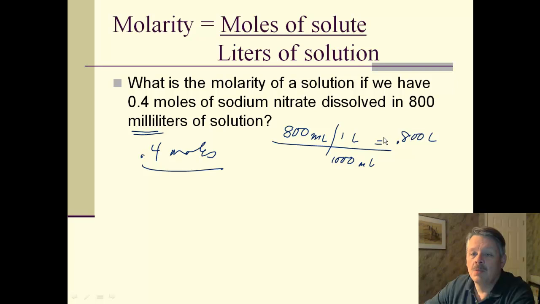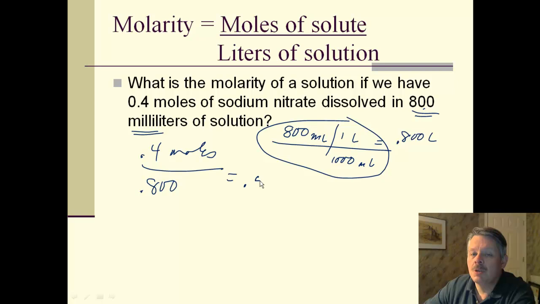Now guys, I don't bother doing this math every time. I just look at it and I say, I know that there are 1,000 milliliters in a liter, so I just immediately write that down as 0.800, so this is going to be 0.5 molar. Right? Because remember, this is moles per liter, and so your units down here need to be liters, not milliliters, so be careful about that. Okay.